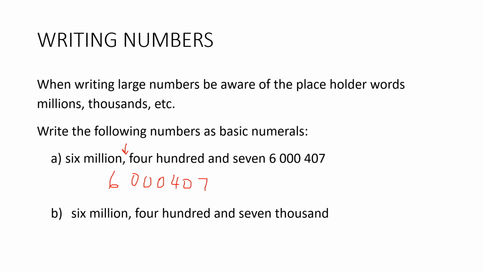What about the bottom one? 6 million. Now we do have thousands, can you see? 407,000 and nothing, so 0, 0, 0. Hopefully you can tell the difference between those two.